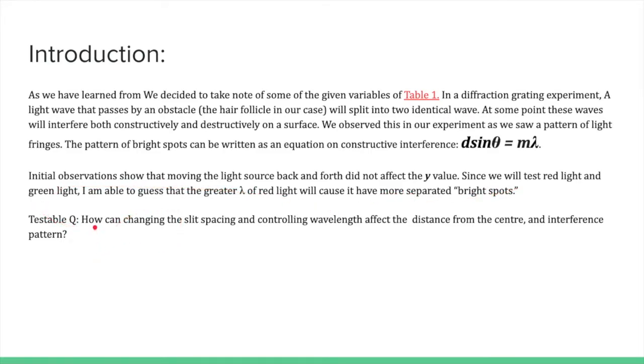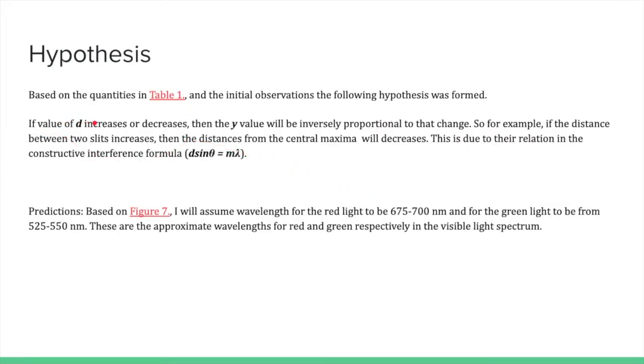So the question I want to ask is, how can changing the slit spacing and controlling the wavelength affect the distance from the center and interference pattern? Which is basically our hypothesis, which is if the value of d increases or decreases, then the y value will be inversely proportional to that change.